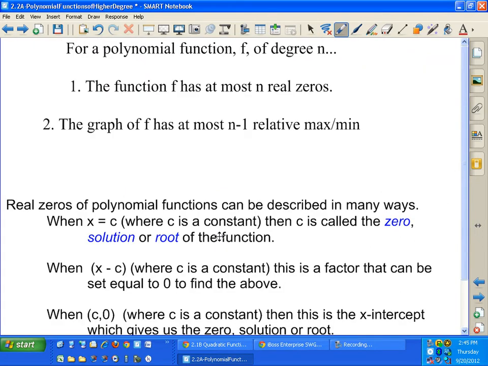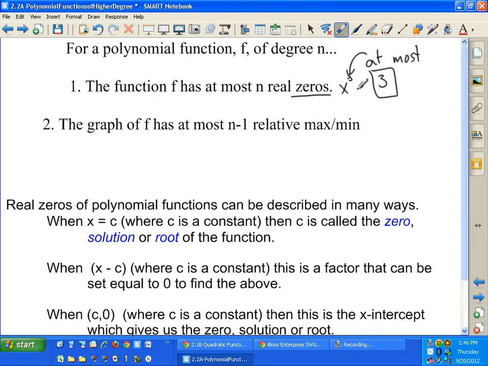So then a polynomial function will have at most n real zeros. So when you're looking at your function, if I have something like x to the third power, that would mean that I could have, it doesn't mean that I'm going to, it means that I could have 3 places where it crosses the x-axis. That's what we're talking about when we're talking about zeros. So it could be 3. It doesn't have to be. At most 3. At most, for whatever the highest degree is.